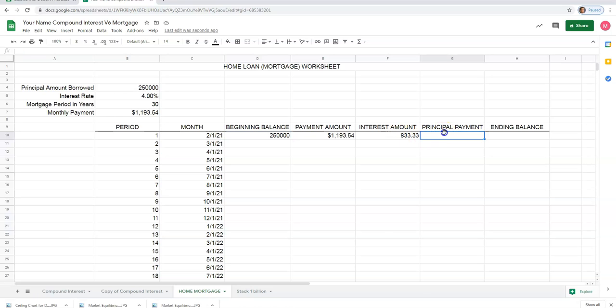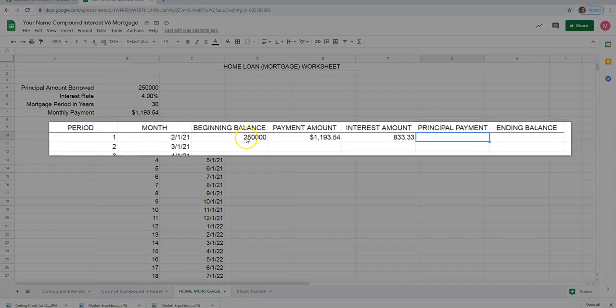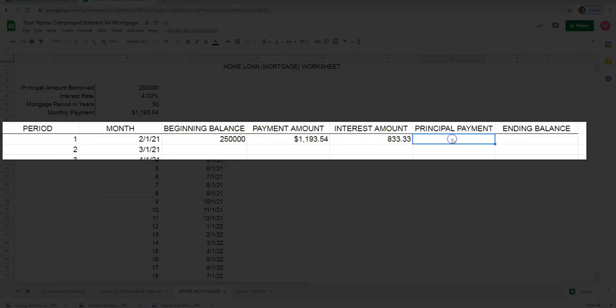So then what's the principal payment? How much is actually going to paying off the amount that we owe? And that would be equal sign the payment amount minus the interest amount, the amount we had to pay as an expense. So the amount that went to paying off the loan was only $360.